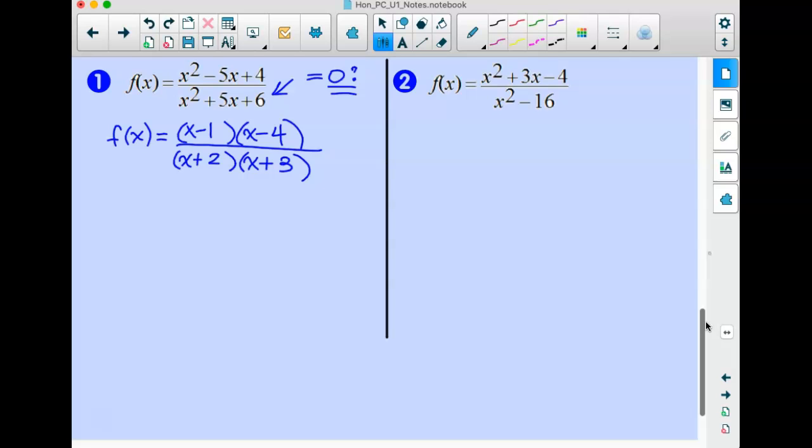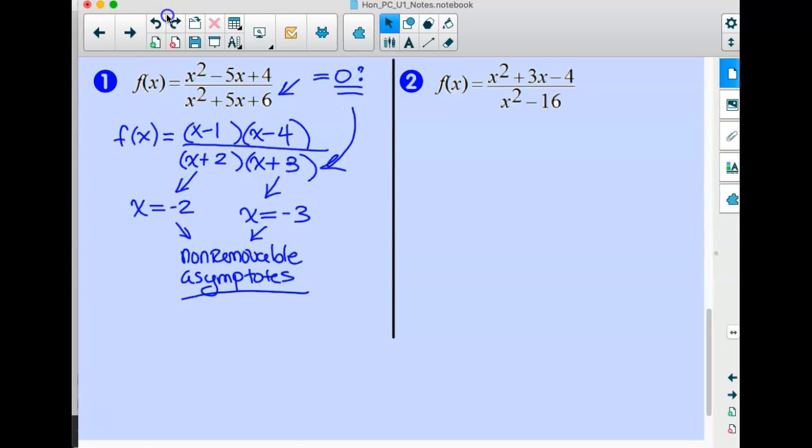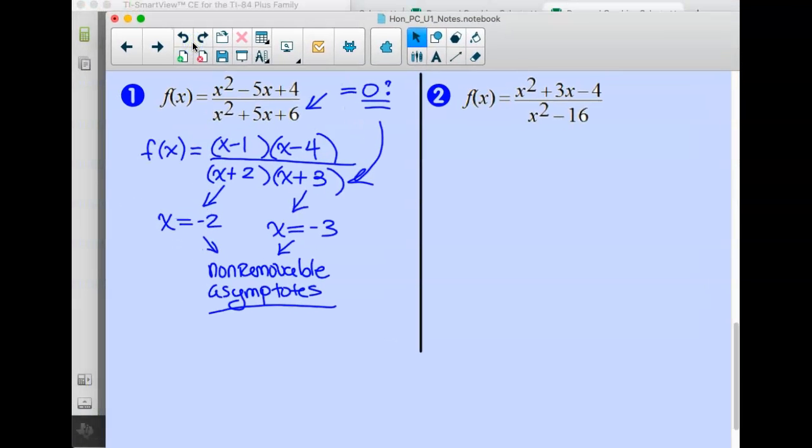And now the bottom is what creates the discontinuities, right? So if x is equal to negative 2, that would be a discontinuity. And if x is equal to negative 3, we would have another discontinuity. Now those would be non-removable, and they would both be asymptotes. Okay, so let's look at the graph, and I'll show you why. And the reason they're non-removable is because they're still there. There will be situations where you actually cancel them out or they go away. So let me show you the graph here.